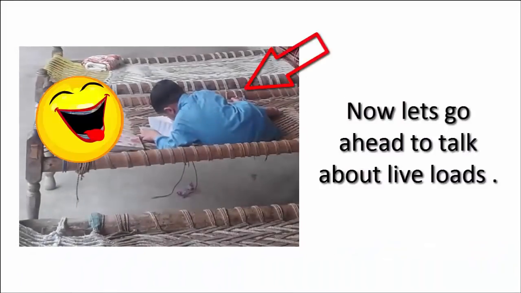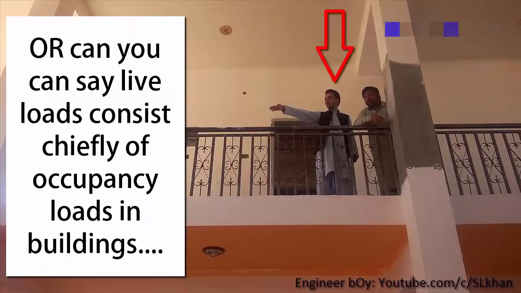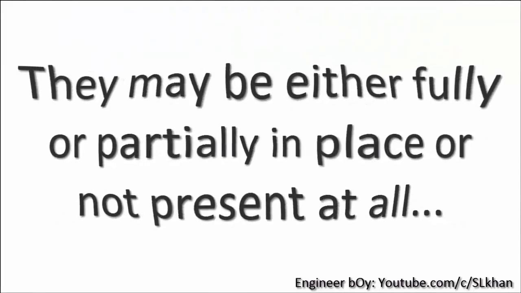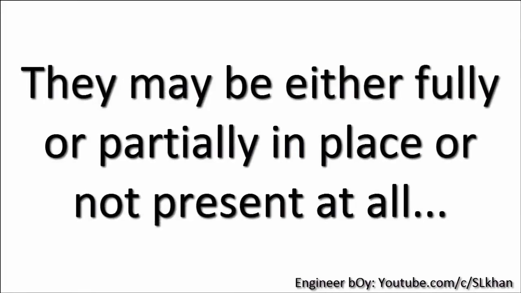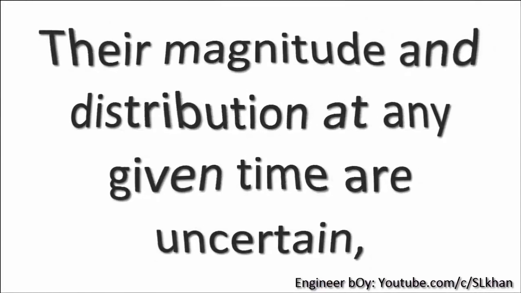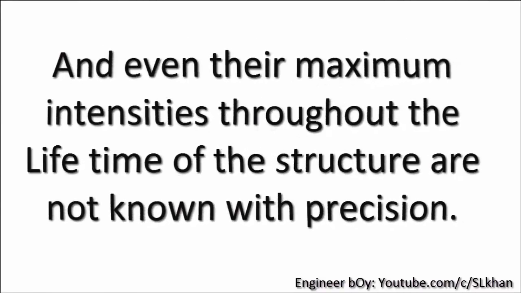Now let's go ahead and talk about live loads. Remember, live loads are usually unstable or moving loads. Live loads consist chiefly of occupancy loads in buildings and traffic loads on bridges. They may be either fully or partially in place or not present at all, and may also change in location. Their magnitude and distribution at any given time are uncertain, and even their maximum intensities throughout the lifetime of the structure are not known with precision.